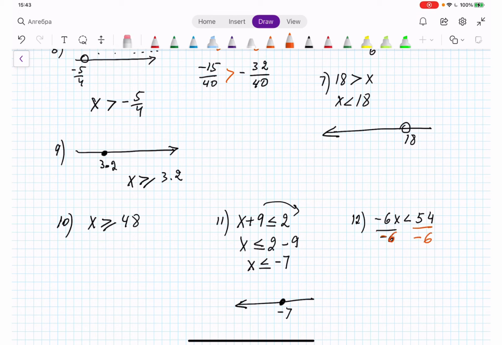Here is crucially important information for inequalities. Every single time you divide by a negative number, it's going to affect the sign also. It's going to flip the sign, which means we are going to get x greater than negative 9. So on the graph, if this is negative 9, it's going to be an empty circle because the equal sign is missing, and x is greater than negative 9. All right, next one.